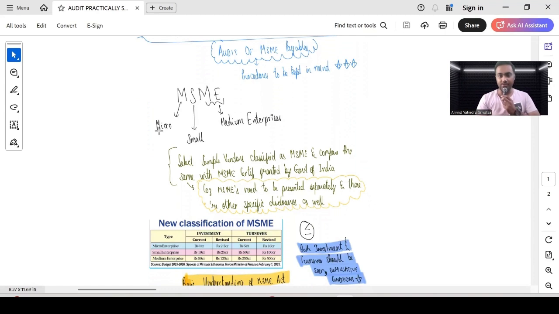So basically, you need to first see. For that purpose, you need to ensure that whatever is going under the MSME number is correct, because that is appearing on the face of the financials, and you cannot afford to get it wrong, right? Perfect. So you have to select sample vendors classified as MSME by the management.